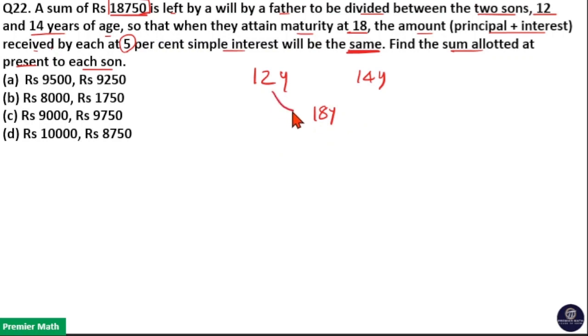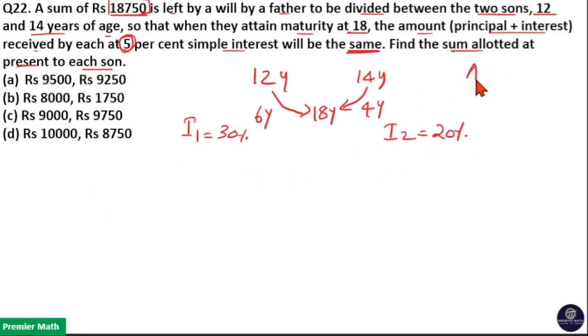Here, 12 plus 6 is 18, so the 12-year-old son gets 6 years interest, and 14 plus 4 is 18, so the 14-year-old son gets 4 years interest. Now interest received by the first son is, here 5% is the rate for both sons, so 6 into 5, 30%, and interest received by the second son is 4 into 5, 20%. Now you can see amount is equal to principal plus interest. If I consider principal as 100%, the amount received by the first son will be 100% plus interest 30%.